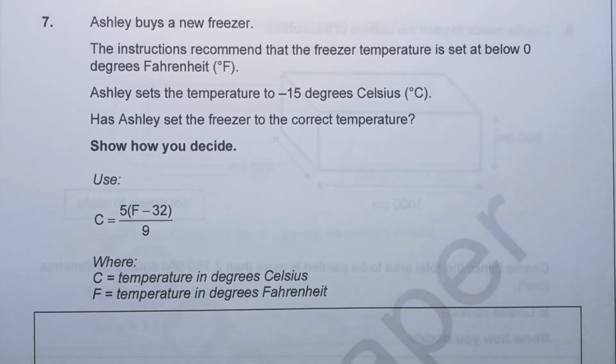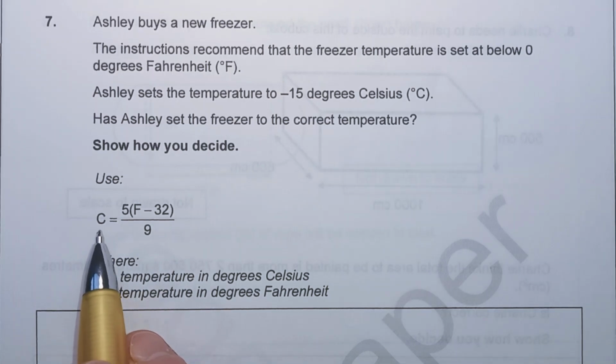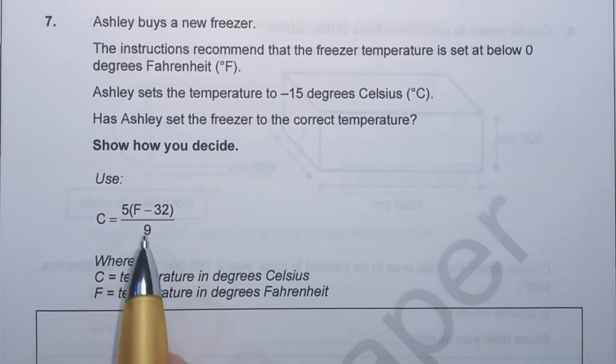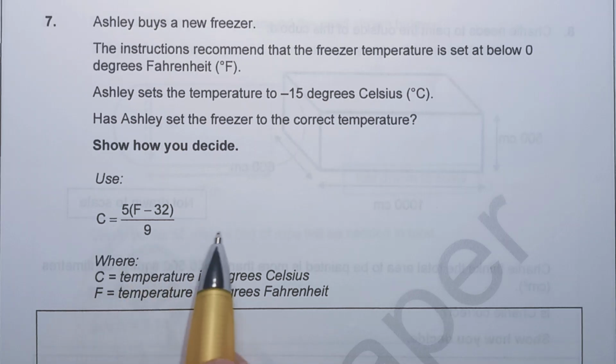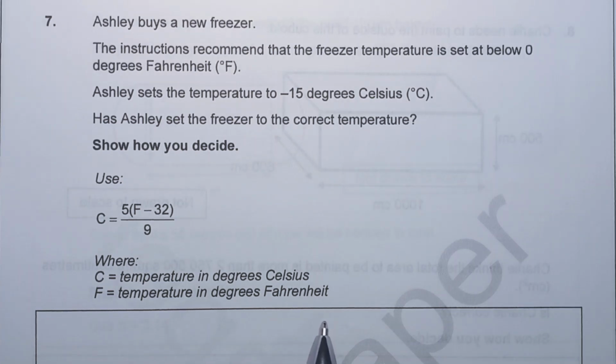Question 7. Ashley buys a new freezer. The instructions recommend that the freezer temperature is set at below 0 degrees Fahrenheit. Ashley sets the temperature to minus 15 degrees Celsius. Has Ashley set the freezer to the correct temperature? Show how you decide. And we're told that C equals 5, and then brackets, F minus 32, all of that divided by 9. Where C equals the temperature in degrees Celsius, and F equals the temperature in degrees Fahrenheit.